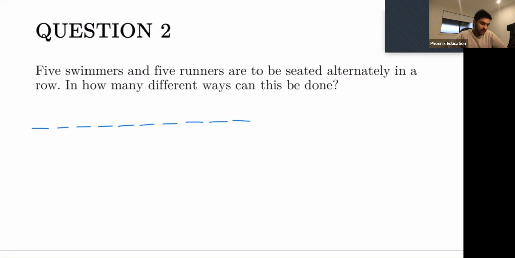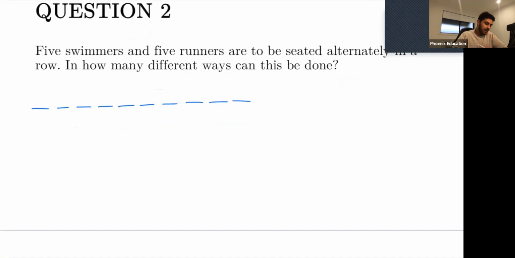Okay, so this question is slightly different to the normal alternating questions. Usually with those questions, we have more of one type of category. So here we have both 5 swimmers and 5 runners. Usually in an exam, it would be 4 swimmers and 5 runners, or 5 swimmers and 4 runners. But we can still do this question in much the same way.